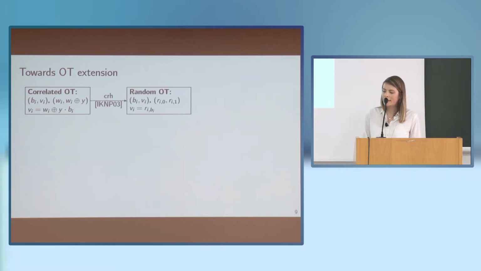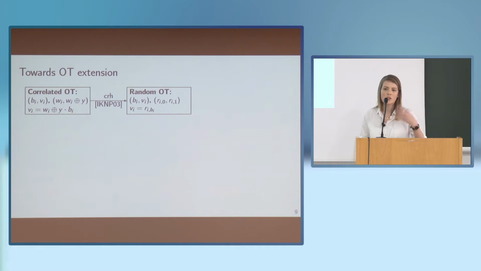Yes, and this is where IKNP comes in. We use a correlation robust hash function and apply it to these correlated messages. Because it's correlation robust, what you get is uncorrelated messages. But as I said before with the PCGs, what you get is something pseudorandom. Also here, this is something random, so this gives you random message OT. This doesn't give you chosen message OT.